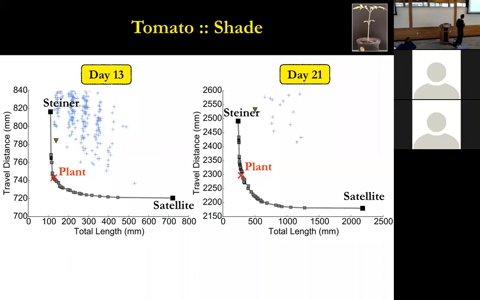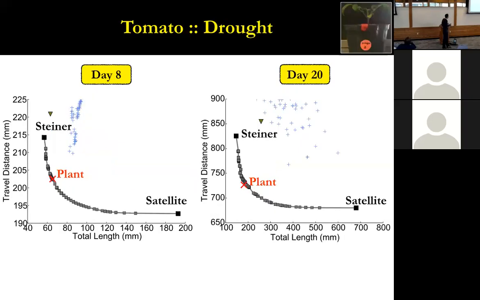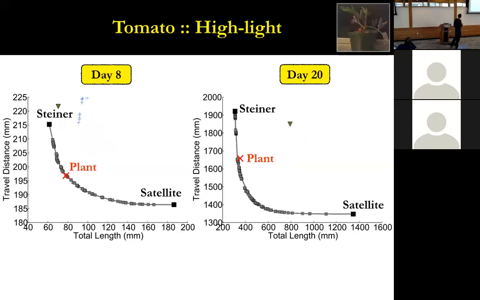So this is shade, plant on day 13, right there on the Pareto front. Again, all these other things are pretty far away. Day 21, it's growing. You can see on the X and Y axis here, this plant has grown from about 100 millimeters to 200, 300, 400 millimeters. So it's really growing 2-3 fold, but still managing to constrain its growth process to lie on this curve. So this is in shade. We did it in drought. It's still right over there. We did it in high light. It's also right there hugging the Pareto front.